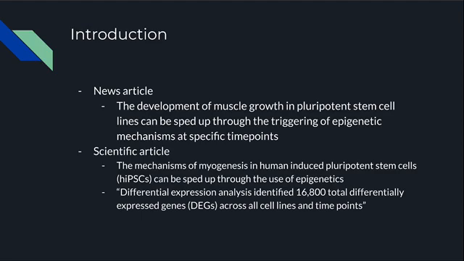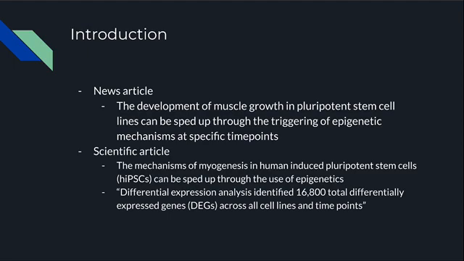The news article briefly discusses the findings of the scientific article, which specifically discuss triggering of epigenetic mechanisms at specific time points in order to speed up the growth of pluripotent stem cells to develop muscles. While the news article doesn't go in depth on the statistical and scientific analysis performed, the scientific article does.